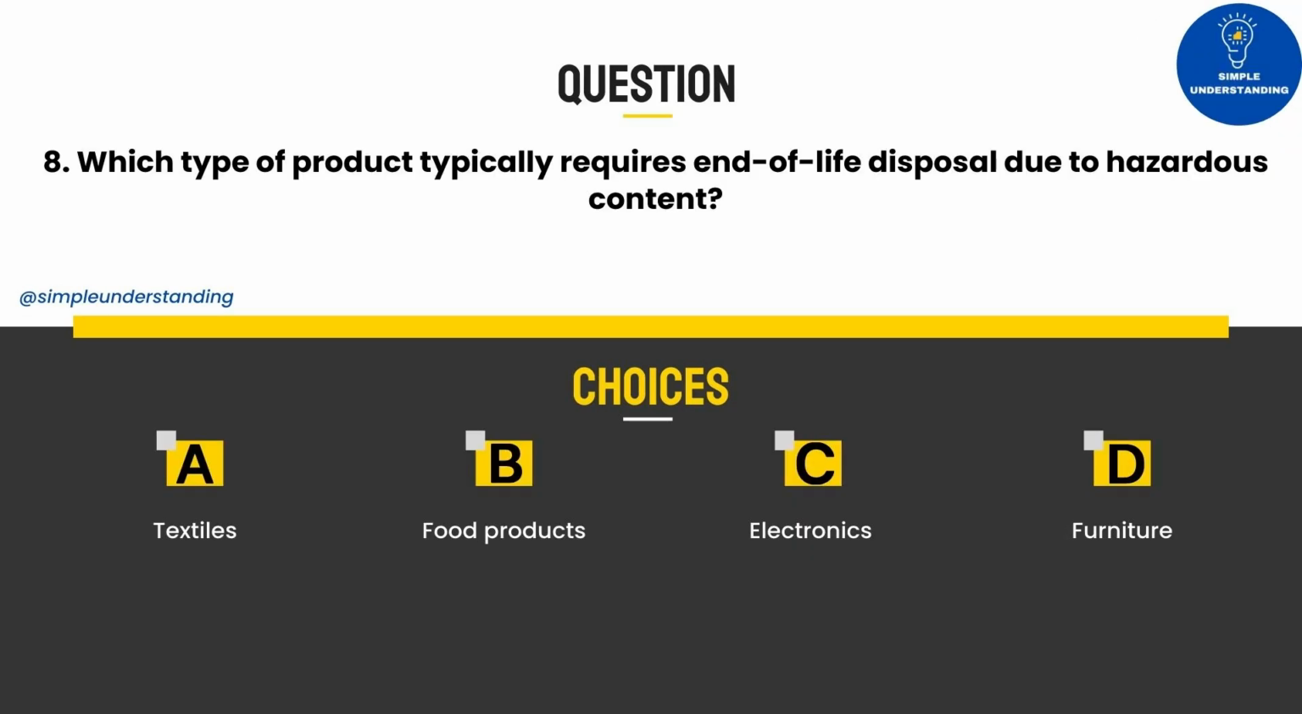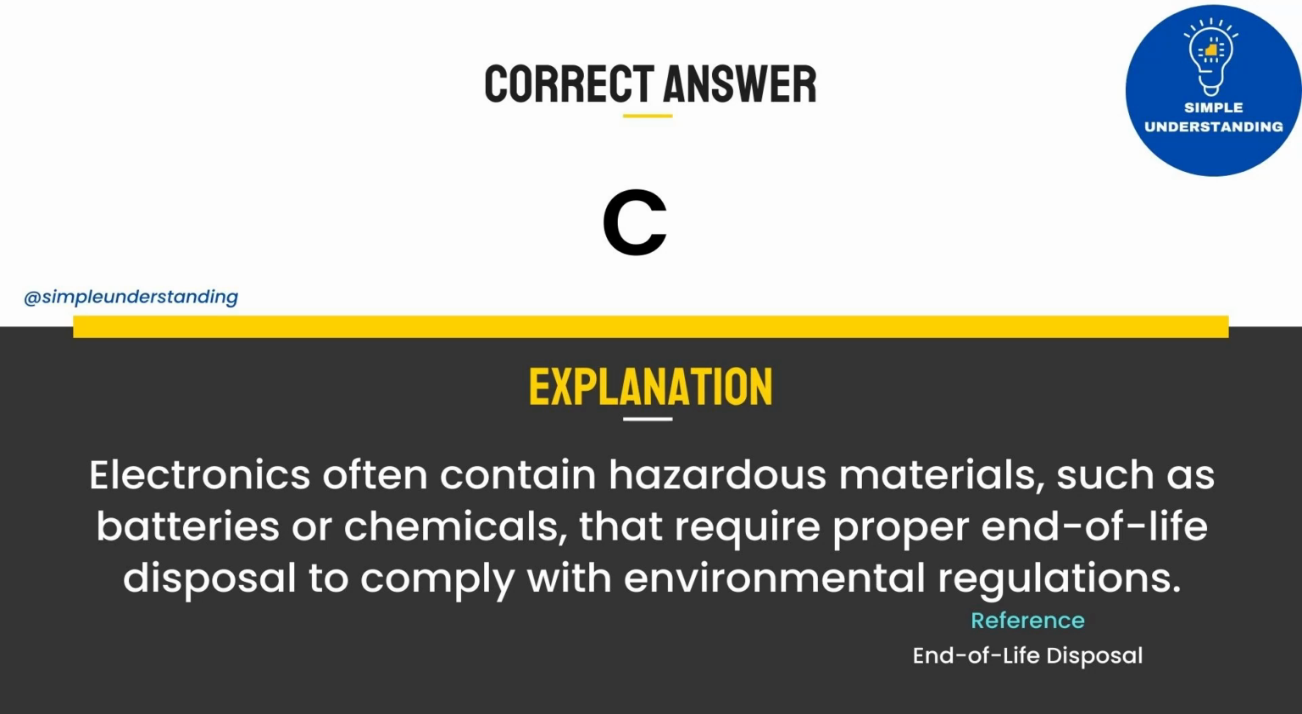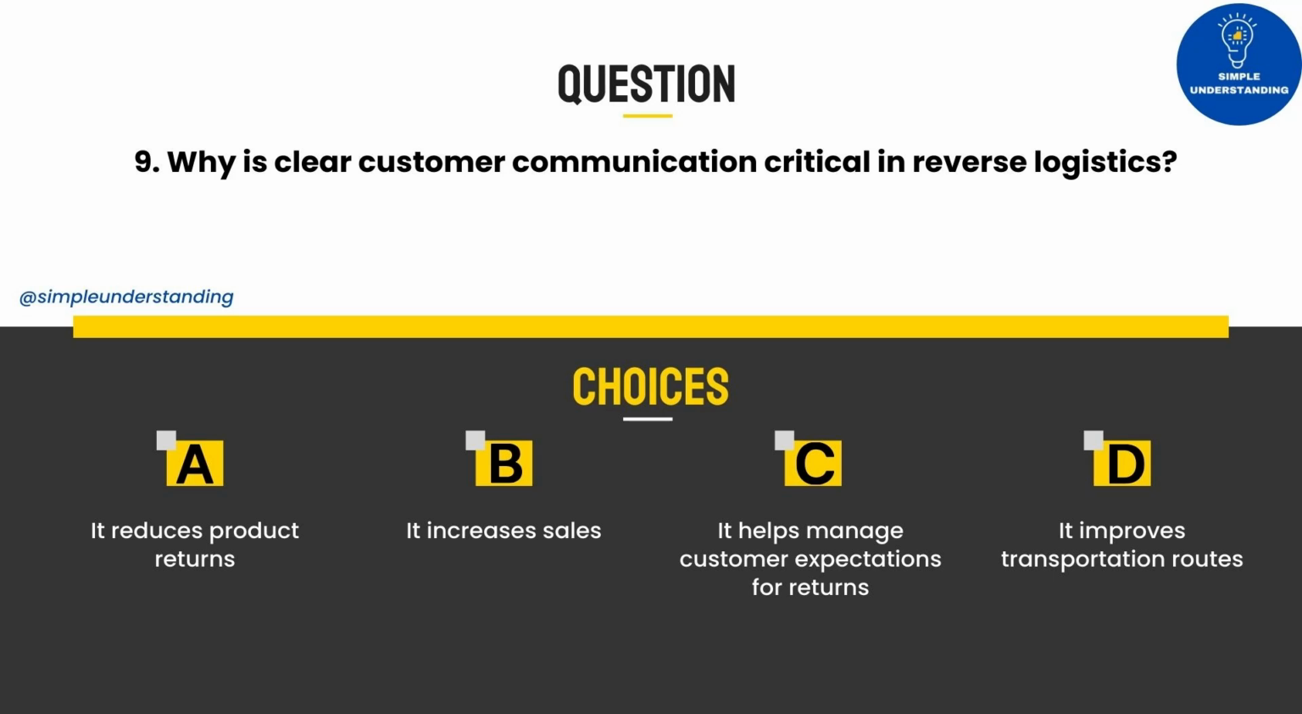8. Which type of product typically requires end-of-life disposal due to hazardous content? A. Textiles. B. Food products. C. Electronics. D. Furniture. Correct answer: C. Overall explanation: Electronics often contain hazardous materials, such as batteries or chemicals, that require proper end-of-life disposal to comply with environmental regulations.